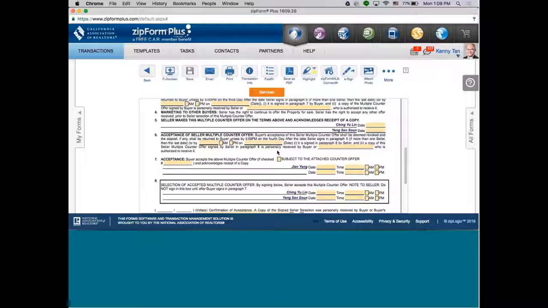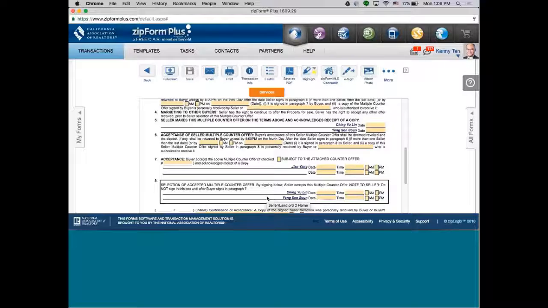Actually, not only that, the multiple counteroffer is signed by the seller, and they must also sign box number 8 in order for it to be effective. So basically, initially when they give the multiple counteroffer, they sign paragraph 5, and when they ultimately decide which buyer they want, they sign 8. So if 5 is signed but 8 never signed, you don't have a binding contract. In order for that to be a binding contract, you need number 5 signed as well as number 8 signed.